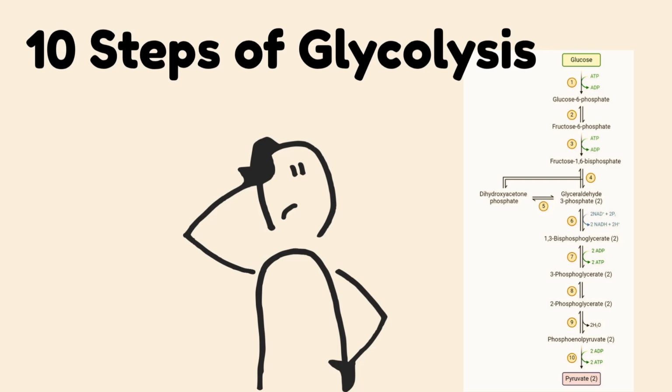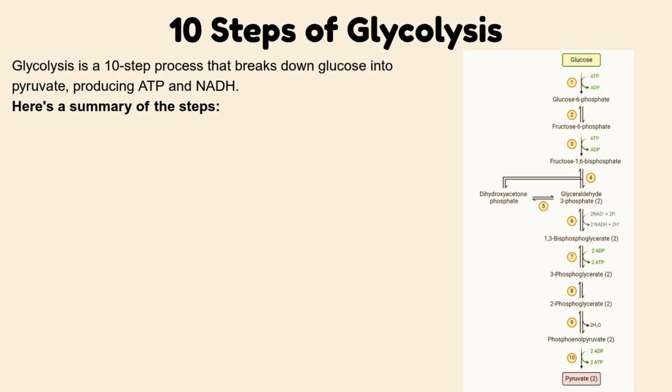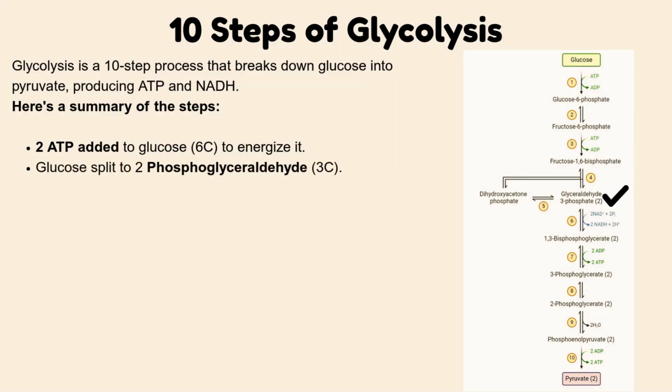What are the 10 steps of glycolysis? Glycolysis is a 10-step process that breaks down glucose into pyruvate, producing ATP and NADH. Here's a summary of the steps. 2 ATP are added to glucose to energize it. Glucose then splits into 2 phosphoglyceraldehyde.